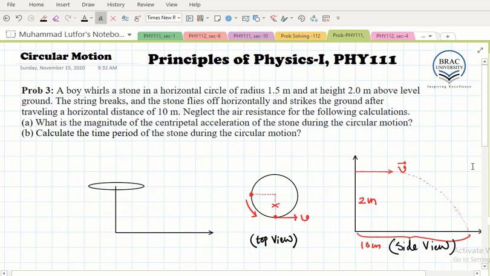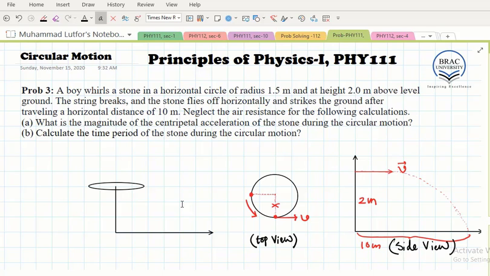In this problem, a boy whirls a stone in a circular track of radius 1.5 meter at a height of 2 meter above the level ground. The string breaks and the stone flies off horizontally and strikes the ground after traveling a horizontal distance of 10 meter. We have to neglect the air resistance for the following calculation.